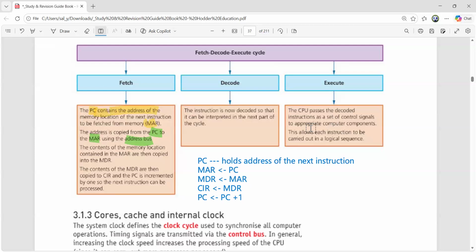Control signals are somewhat like an alert signal telling that this is how the work is supposed to be done. And then the instructions will be followed in a logical sequence. And that is what will complete your complete fetch decode execute cycle.